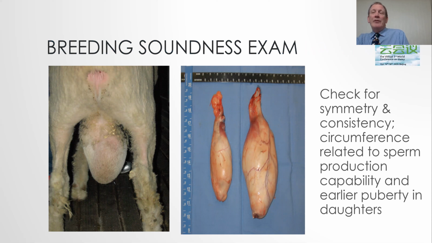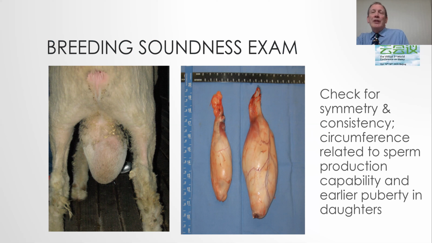Now, here's an example of a reason why we would want to do a ram breeding soundness exam. This particular ram shown here, at quick glance, looks like he's got two testes in the scrotum and things look good. But if you look closely, you can see they're kind of lopsided. And in fact, when you look at the testes from this ram, the one on the right was normal, the one on the left was atrophied.